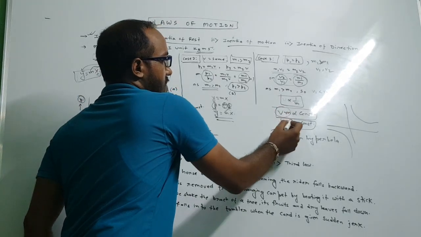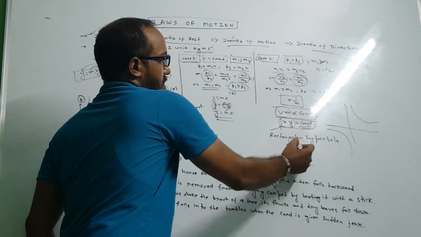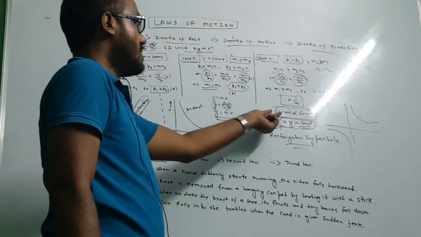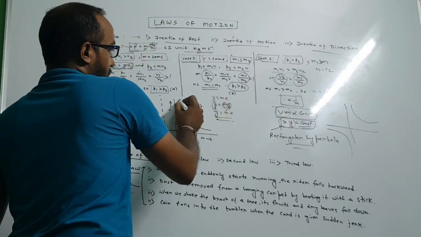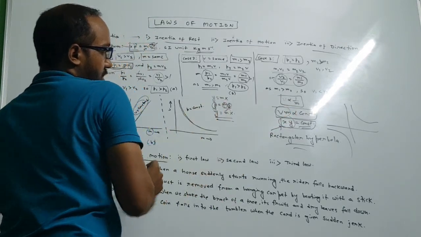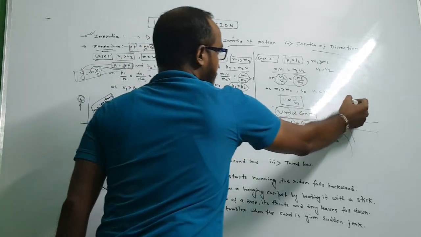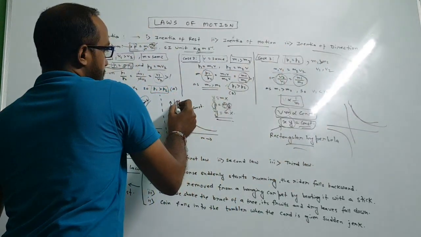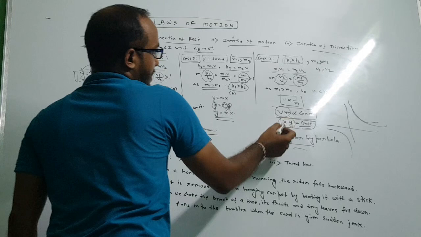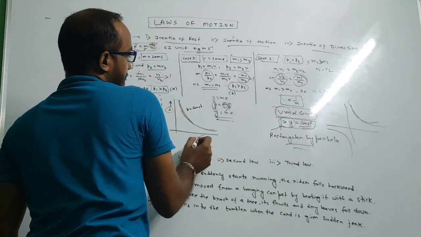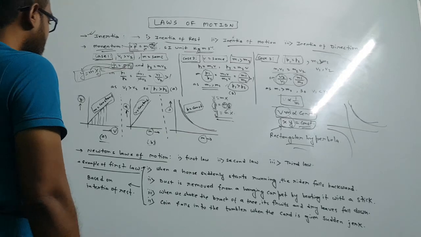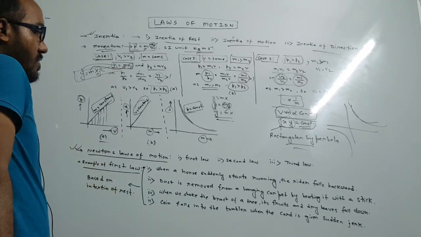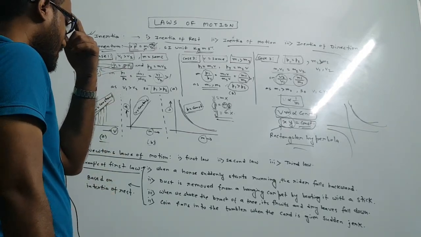You can see this is x into y equals constant, which is a rectangular hyperbola. So v into m would be constant, where v into m represents a rectangular hyperbola. So the graph would be something like this. This is your rectangular hyperbola, and we have drawn the graph between velocity and mass, and so momentum would be constant.